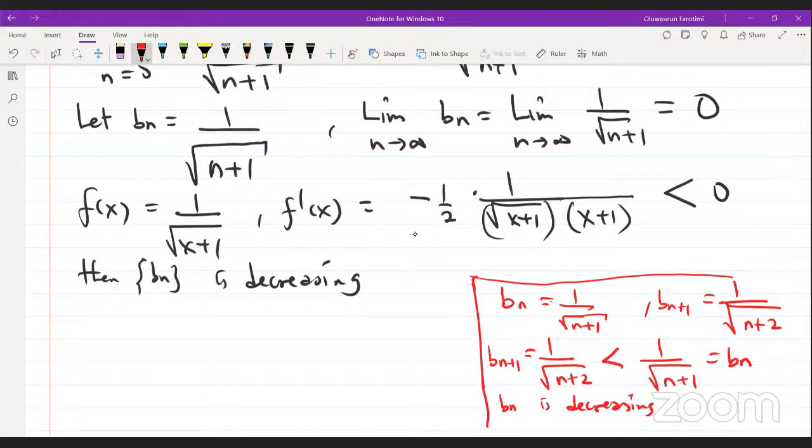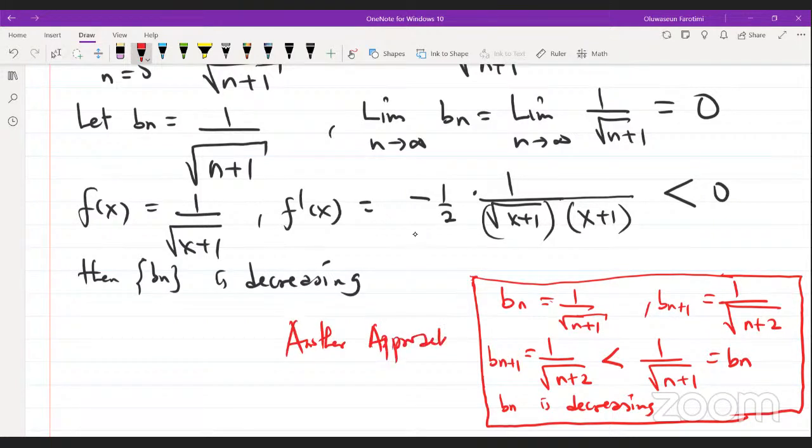It's just like I'm counting, right? If you're counting numbers and the next number is less than the previous number, then you can be sure that it decreases, okay? Another approach to show Bn is decreasing.